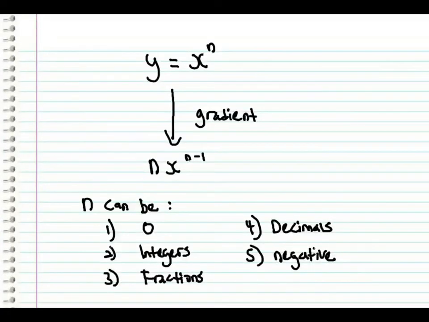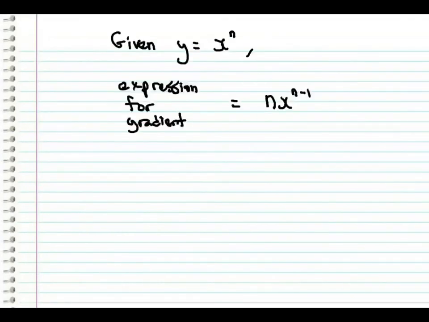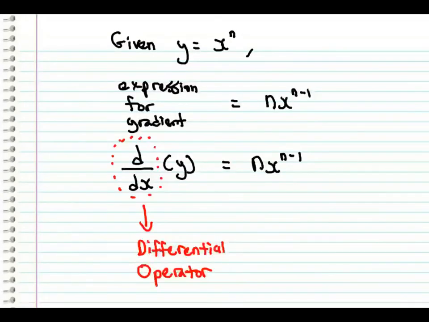Please note that n can be 0, integers, fractions, decimals, and it can also be negative. Now, I am going to introduce a symbol for the expression for gradient. The symbol is d over dx of y. The symbol d over dx is called a differential operator. As the name suggests, it is just an operator that performs differentiation.